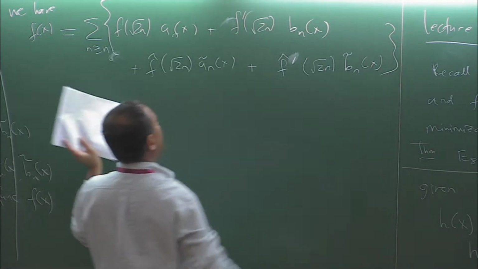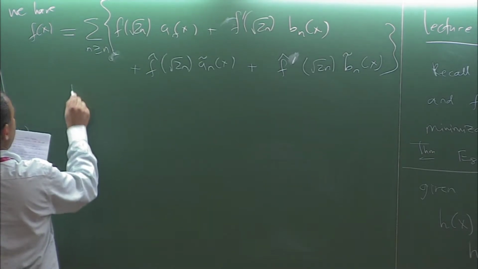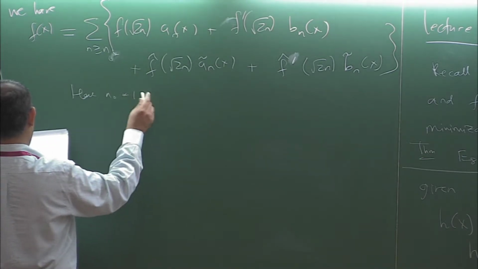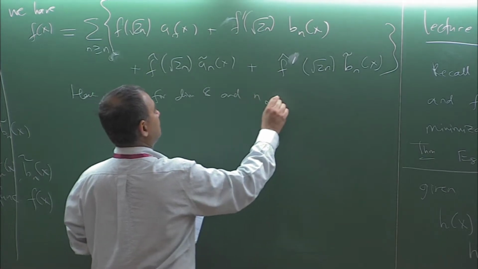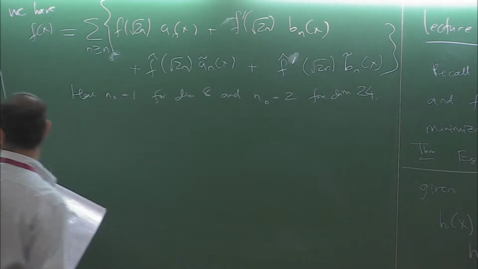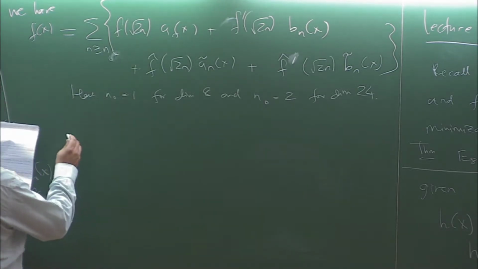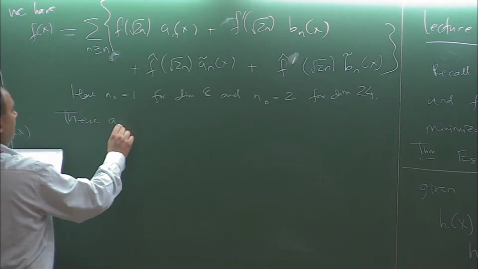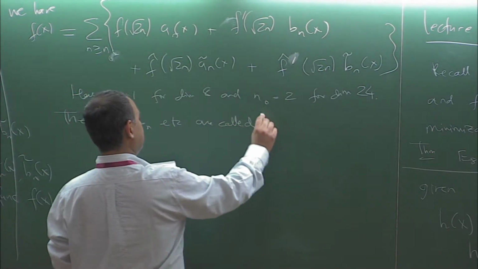Okay, so this is true as an identity of Schwartz functions. So here n0 equals 1 for dimension 8 and n0 equals 2 for dimension 24. This is actually a theorem that we proved, that there exist such functions, and this is the Fourier interpolation theorem. That's the key to the whole affair. These an, bn, etc. are called the basis functions.